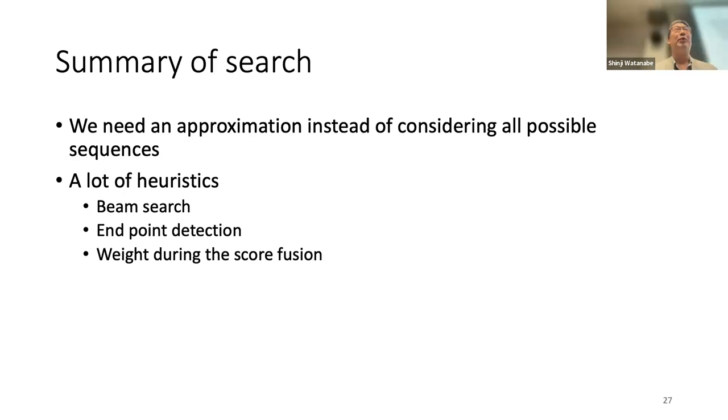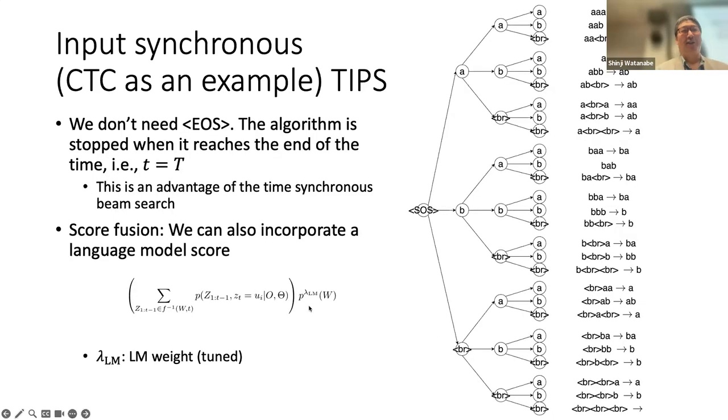Okay. By the way, this is a very simplified version. Maybe I can explain a little bit more. I mentioned that we can, for example, put the language model score here. But if the speech recognition part is based on characters and the language model part is based on words, then again the lengths become different, and we have to adjust for it. This kind of problem happens everywhere in beam search, and that makes beam search very complicated.